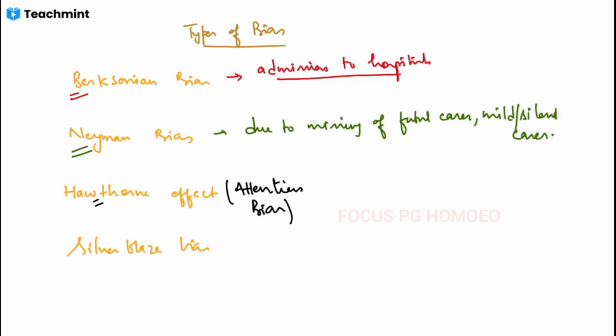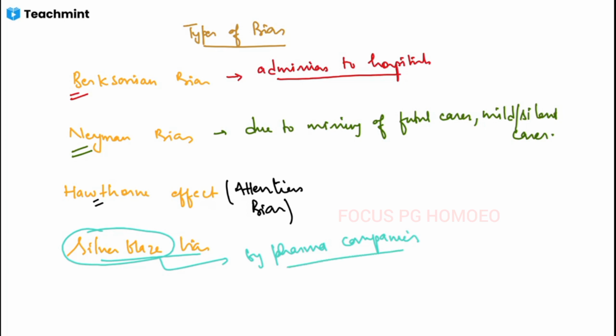Then we have Silver Blaze bias. Silver Blaze is somewhat like the name of a pharma company. So Silver Blaze is the bias by pharma companies, when they only show the studies which depict positive results. Suppose a new drug, Disprin, came into the market for headache. New studies will get published depicting the positive role of Disprin in headache, and they will omit the negative results. That is the pharma companies.